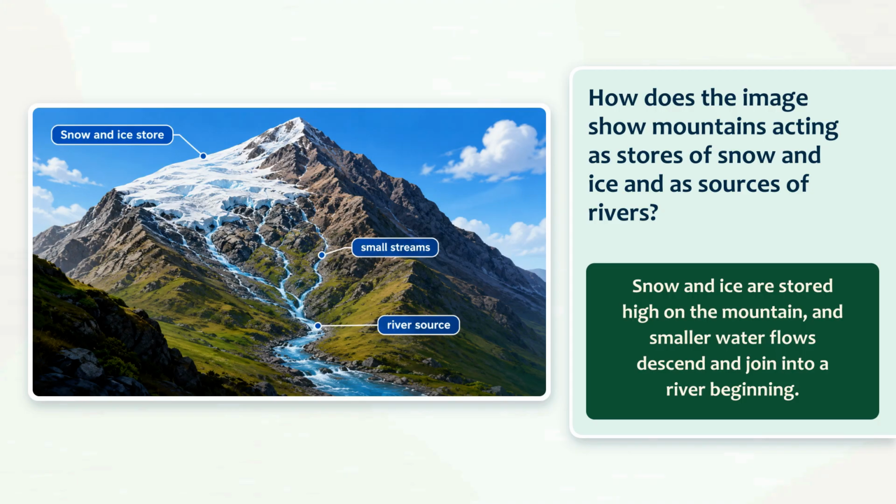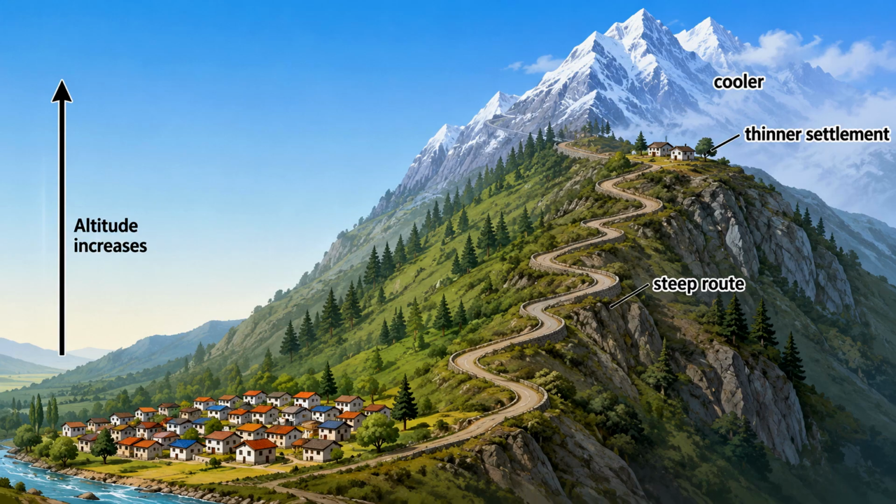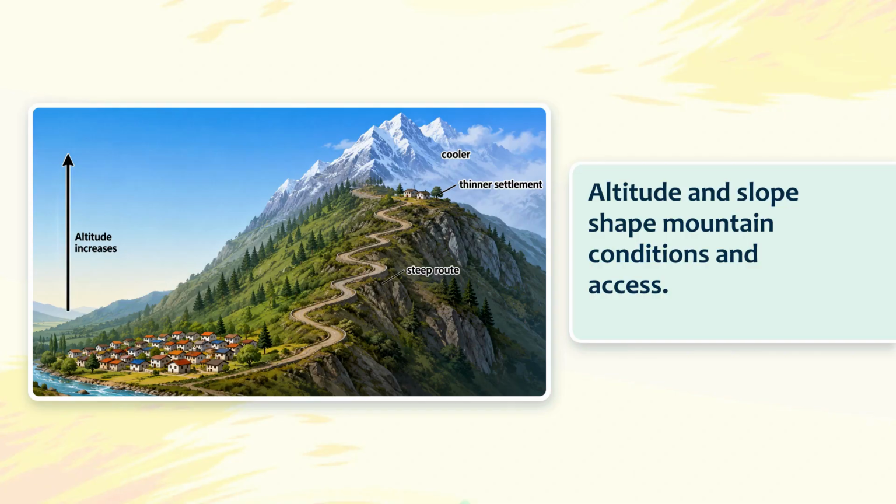Next, we will see how altitude and slope can affect temperature, travel, and settlement. Altitude means height above sea level. In the image, higher altitude connects with cooler conditions, while a steep, winding route shows transport difficulty and the settlement becomes thinner. Read the height and slope clues together. Altitude and slope shape mountain conditions and access. They help explain cooling, travel difficulty, and settlement patterns.